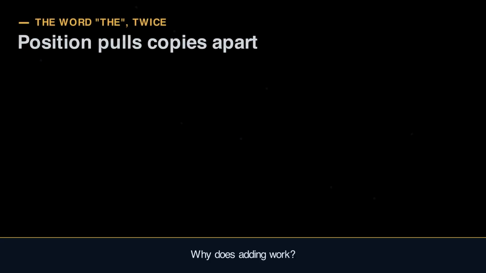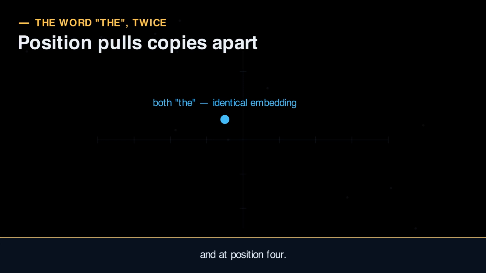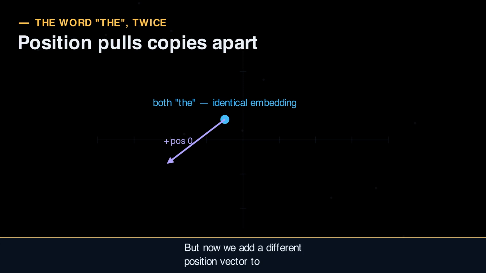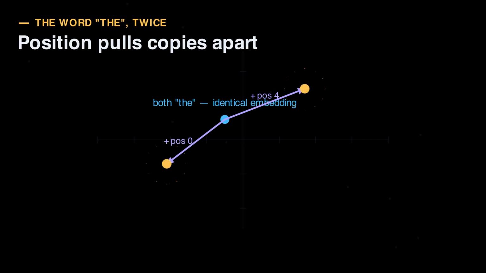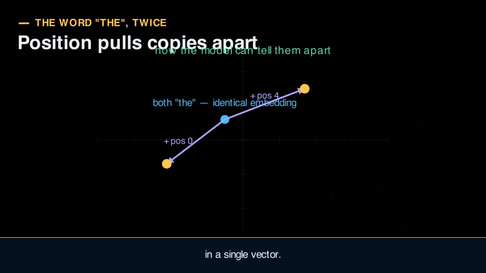Why does adding work? Watch the word "the". It appears twice in our sentence, at position 0 and at position 4. Same word, same embedding. But now we add a different position vector to each one. The two copies land at different points in space. The model can finally tell them apart, meaning plus location in a single vector.